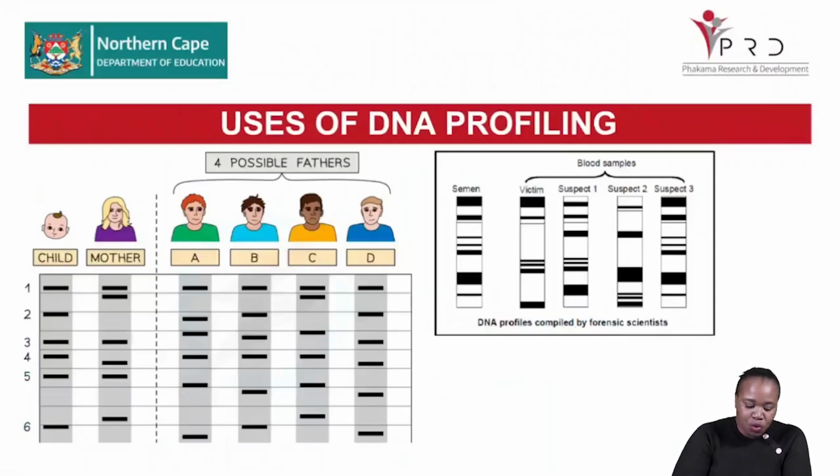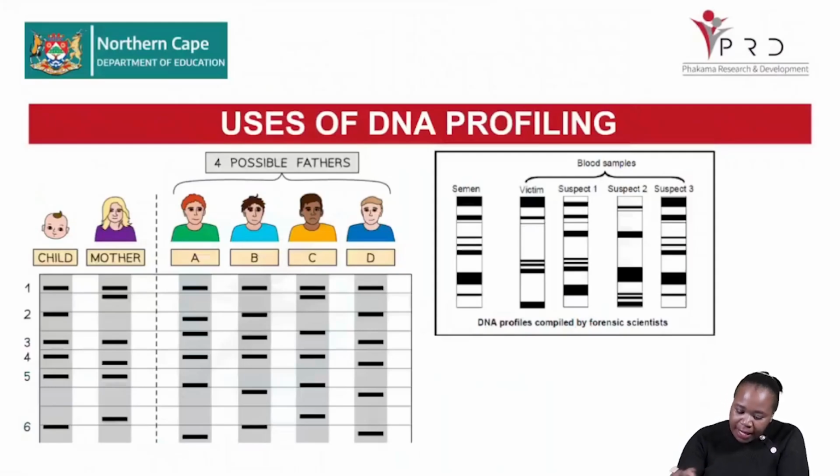Now, here we have two DNA profiles. We have the DNA profile that can be used for paternity testing, and we have a DNA profile that can be used for identifying a criminal. These two are not necessarily assessed or interpreted the same way. Let's start with the one at the crime scene. Here we have semen, which means that we are looking at the semen that was obtained from the victim, and we have the three suspects.